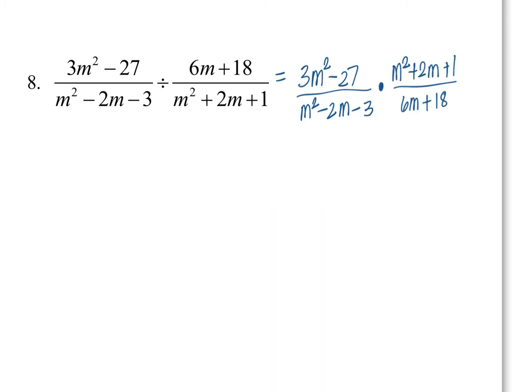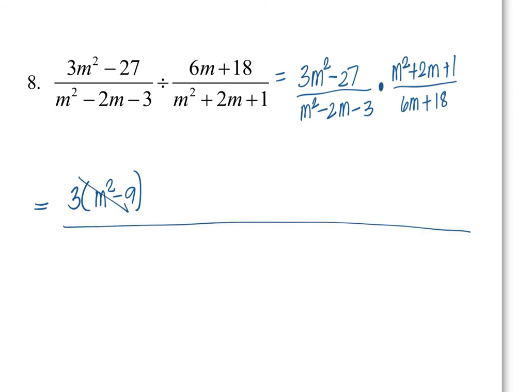Okay, so on number 8, you can see that I've already rewritten the problem and changed it into a multiplication problem. So now I'm going to work on factoring everything. The 3m squared minus 27, I can pull a 3 out and be left with m squared minus 9. But wait, now m squared minus 9 is the difference of squares. So I can write that as m plus 3, m minus 3.